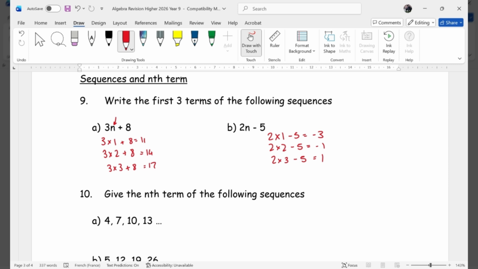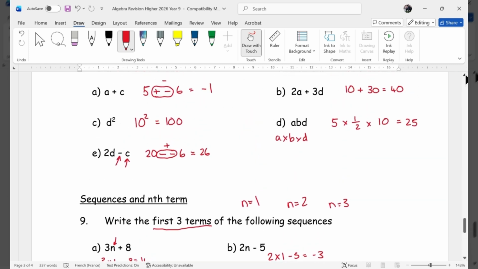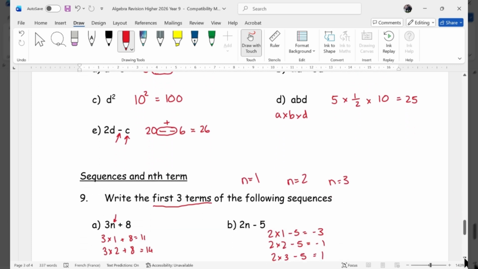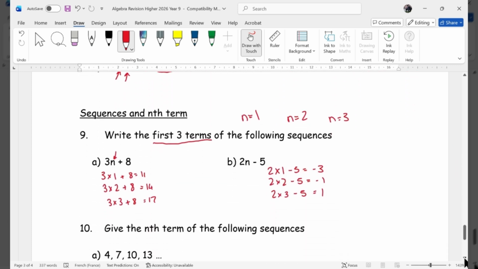Okay, so to find the first 3 terms, you swap n for 1 and work out an answer. Then you swap n for 2 and work out an answer. Then you swap n for 3. It's very much like substitution, but you're substituting in the numbers 1, then 2, then 3 to get 3 different answers.